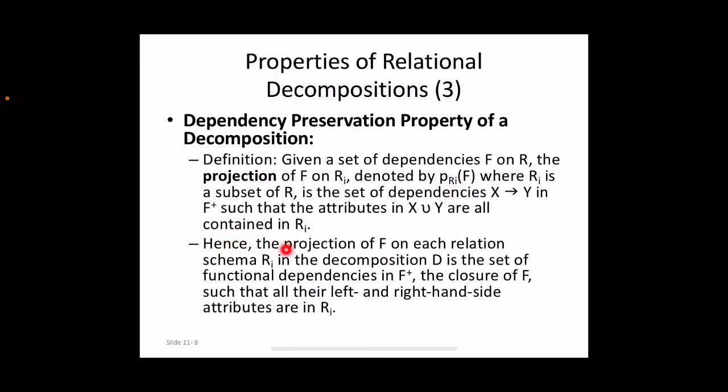So the projection of F on each relational schema Ri in the decomposition D is the set of functional dependencies in F closure such that all their left hand side and right hand side attributes are in Ri itself. So those set of functional dependencies together forms the projection of F on Ri.